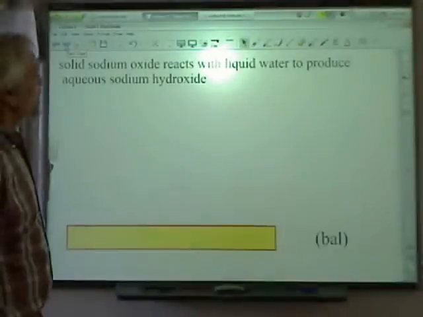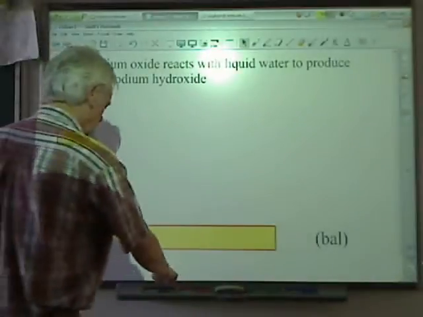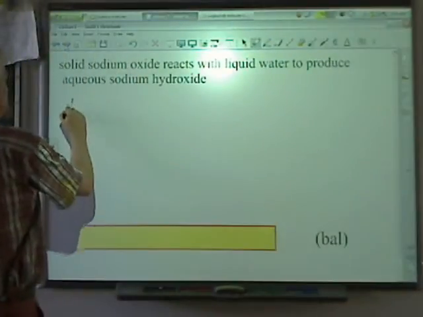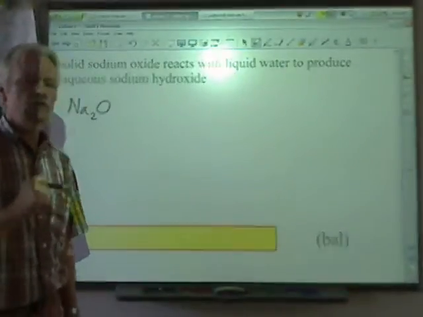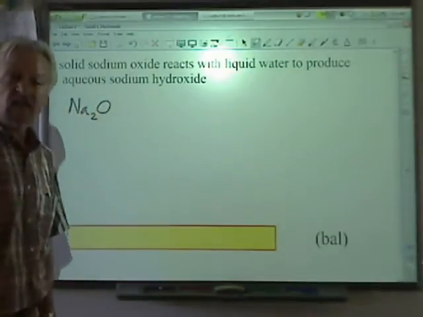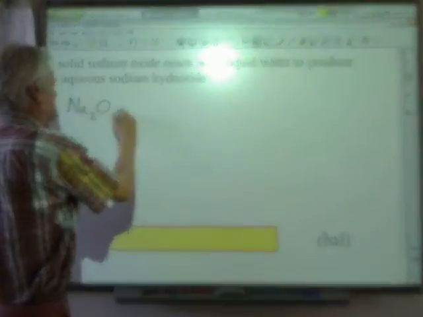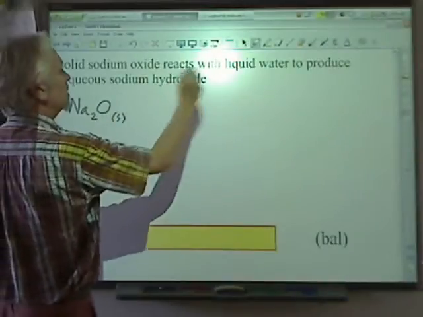Solid sodium oxide reacts with liquid water to produce aqueous sodium hydroxide. Well, solid sodium oxide, going to have a formula Na2O. Remember that oxide, the simple ion of oxygen, has a 2- charge. Sodium has a 1+ charge, and so we need two sodiums to balance that. That's according to our rules for ionic compounds. Again, that's a solid. Reacts with liquid water.